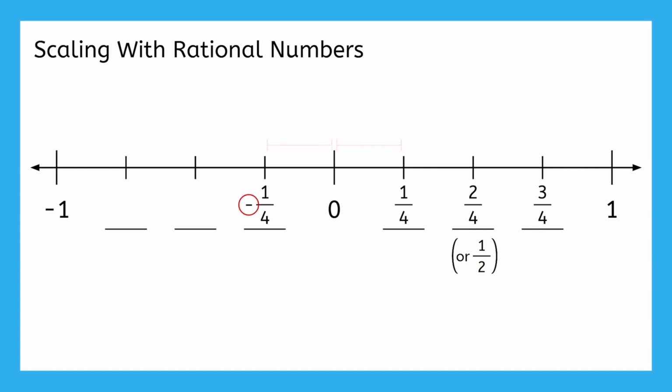Notice that both positive 1/4 and negative 1/4 are 1 tick mark away from the 0. The only difference is that the negative sign tells us we're on the left side of the 0. The second tick mark would be negative 2/4 or negative 1/2. Again, it's the same distance from 0 as positive 2/4, just on the left side. What value does that third tick mark represent? That's right, negative 3/4.